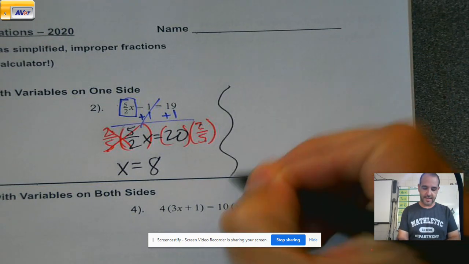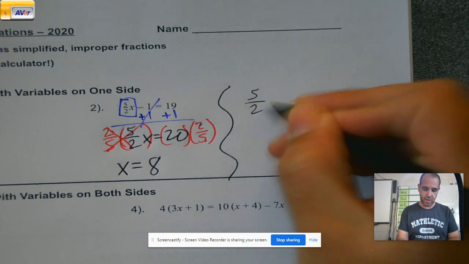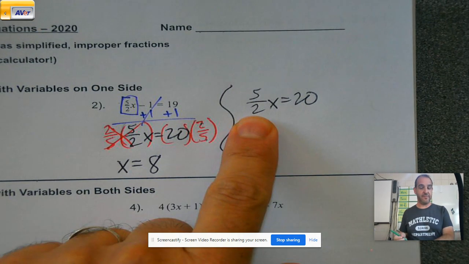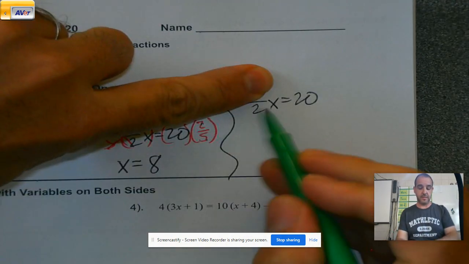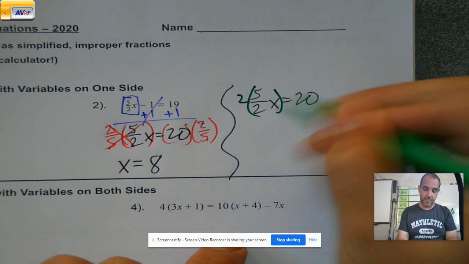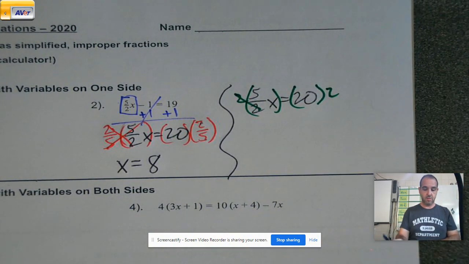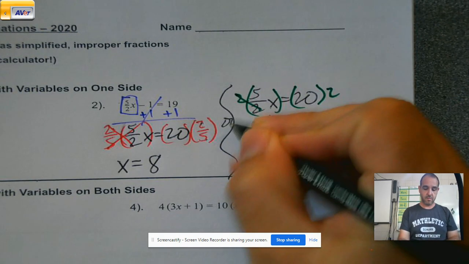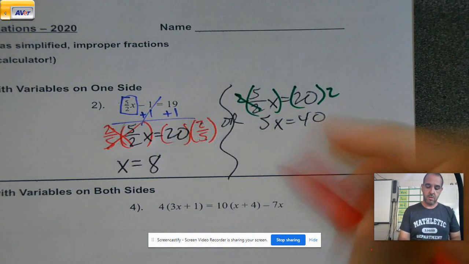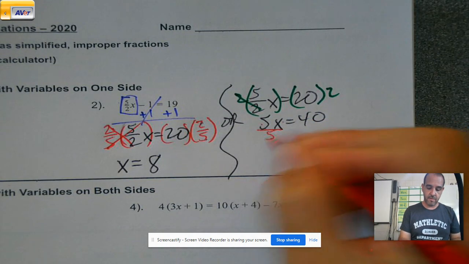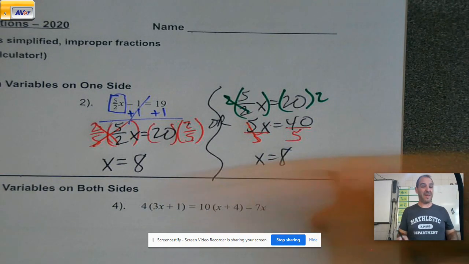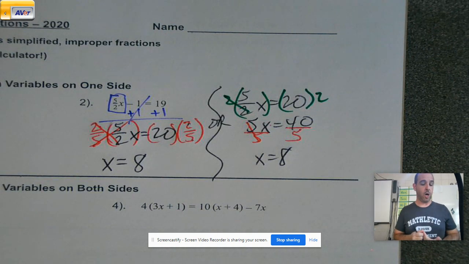If you are a one step at a time person and you're on this step, here's one other thing you could do. You could say, hey, I don't like fractions. So what's the opposite of dividing by 2? Because that's what this is. I could multiply both sides by 2. 5x equals 40. And then, oh, what's the opposite of multiply by 5? Divide by 5. Excuse me on the bump there. I get the same answer either way. So either of those is going to work.